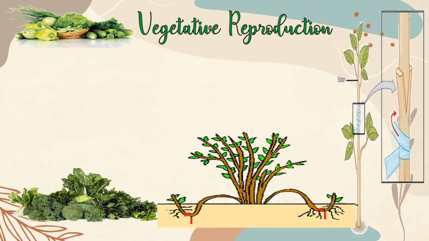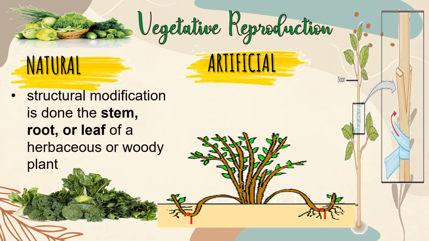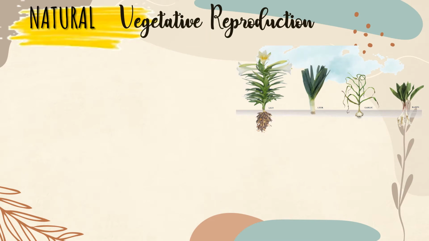But then there are also methods in producing new plants using asexual reproduction, which is the vegetative reproduction. We call them natural and artificial vegetative reproduction. Natural reproduction is where a structural modification is done on the stem, the root, or leaf of a herbaceous or woody plant, whereas artificial is artificially propagated, or we consider it cloning. Let us try to discuss what are the different methods in vegetative reproduction.